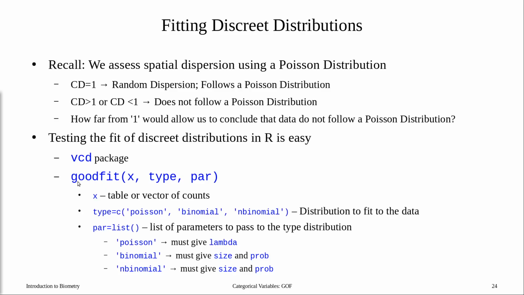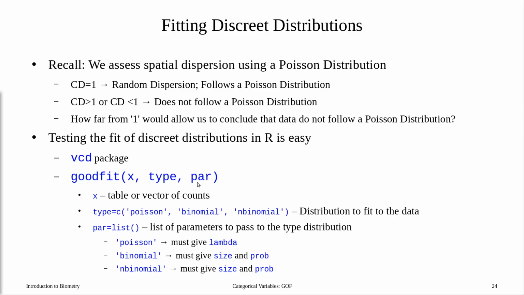This is exactly what it does. It's a goodness of fit test where it'll take our table or vector of counts and fit it to a distribution or type of distribution. So the distributions that we can use would be Poisson, binomial, or negative binomial, and I believe there are other distributions built in that we can also use, but these are the common ones that we use.